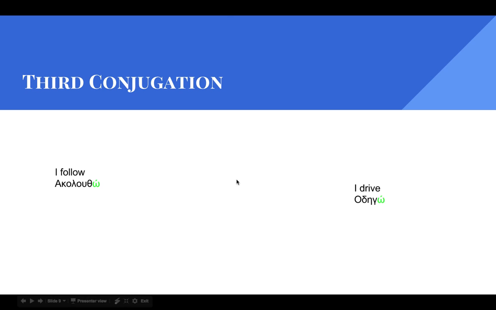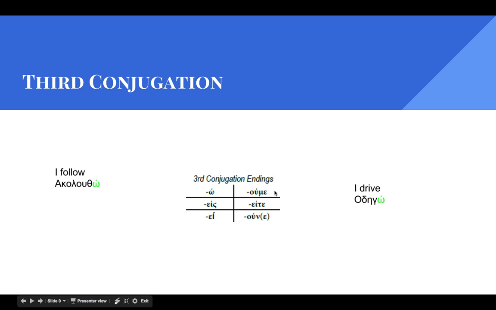Now we have third conjugation. I follow, ακολουθώ, and I drive, οδηγώ. And here is the chart. So you'll notice that you have the accent closer to the end on these. It's actually on the end here, so o, is, i, and then it's second to the end on these, ite, une. So if you wanted to say they all follow, I'll give you a little bit of time just to try and work it out. It would actually be ακολουθείτε. They all follow.